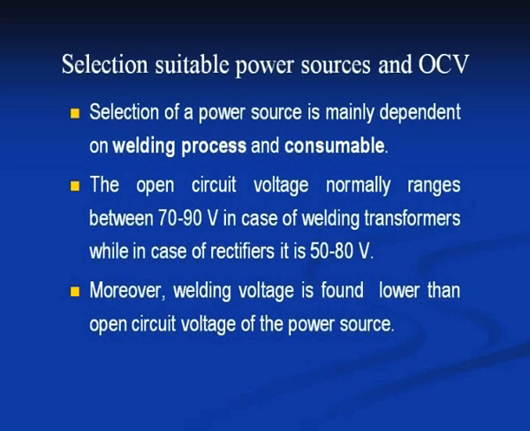The welding voltage is found to be lower than the open circuit voltage. The welding voltage is the one found between the electrode tip and the base metal being welded, while the open circuit voltage is the one found between the terminals of the power source when there is no flow of current.